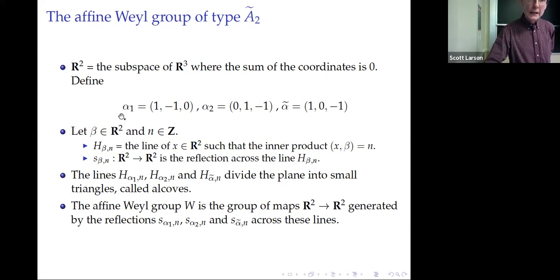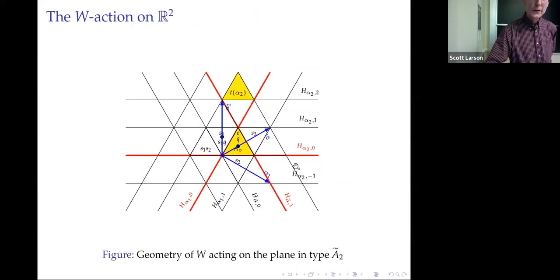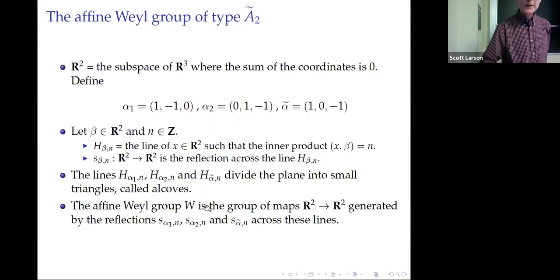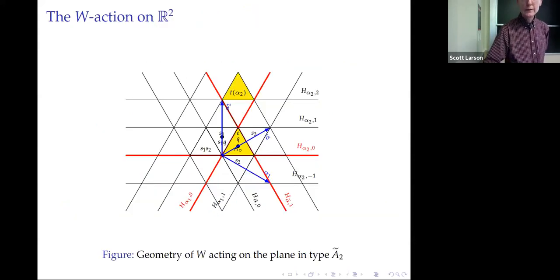Given one of these roots, or given any beta actually, we can define a line consisting of the elements whose inner product with beta is n, and we can define S beta n to be the reflection across this line. These lines, where beta is taken to be one of alpha1, alpha2, and alpha tilde, divide the plane into small triangles, which are called alcoves. And the affine Weyl group is the group of maps generated by the reflections across these lines. So here's the picture for type A2 tilde.